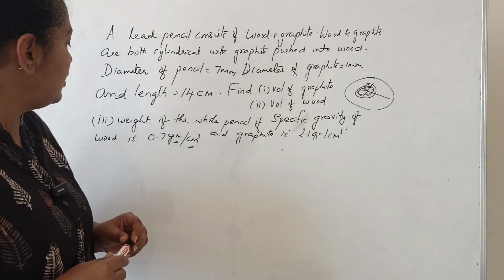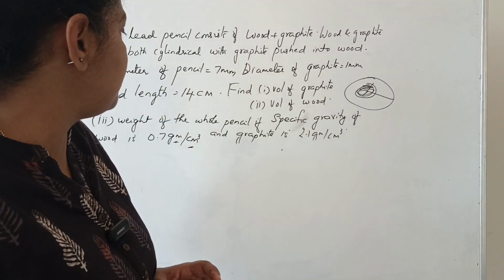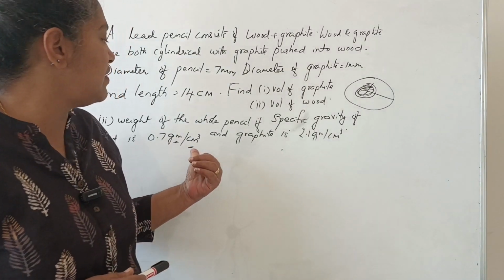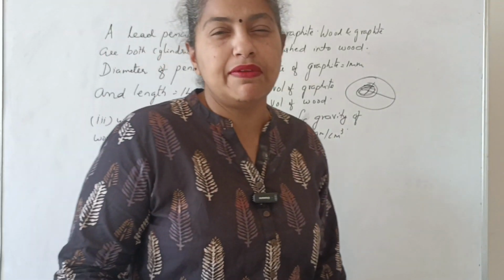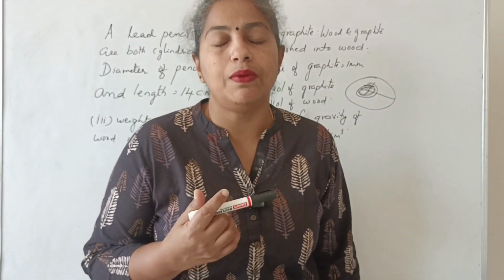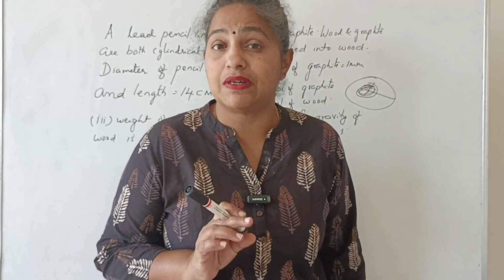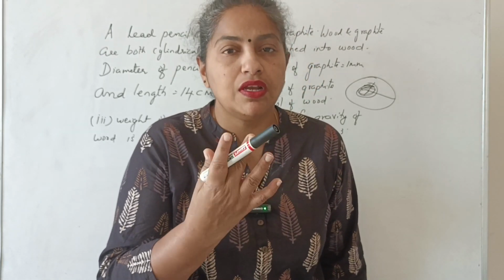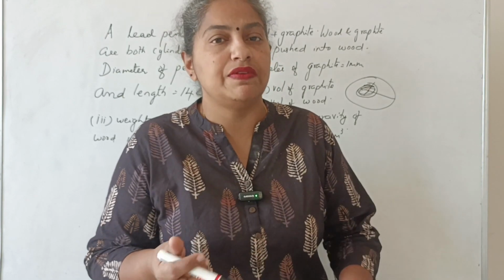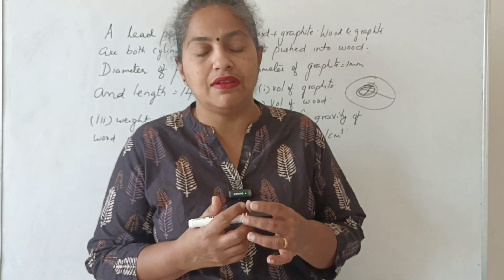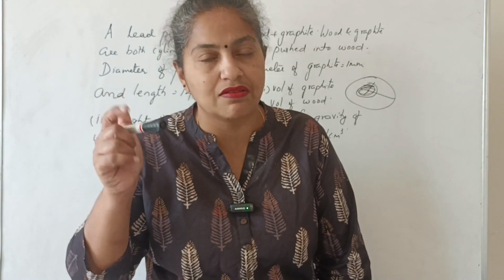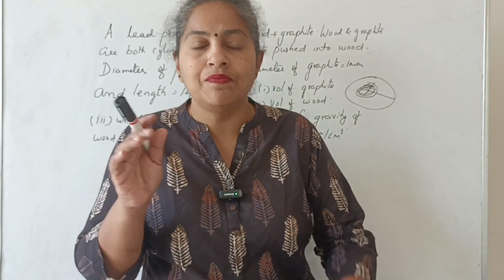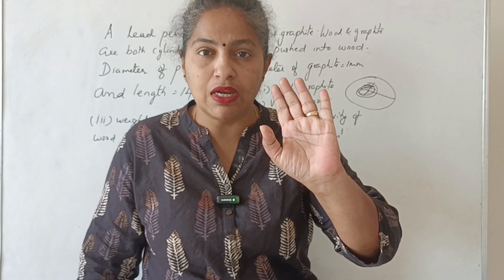The third part, we need to find the weight of the whole pencil if the specific gravity of the wood is 0.7 and that of graphite is 2.1 gram per centimeter cube. Now, specific gravity is a new term. So you might come across terms like that in this particular chapter. Now, whenever you are faced with a new term, specific gravity is basically a relative density. It is basically the density of an object with respect to the density of water, but that is physics. You don't have to bother about that part. We need to bother only about the formula part of it.